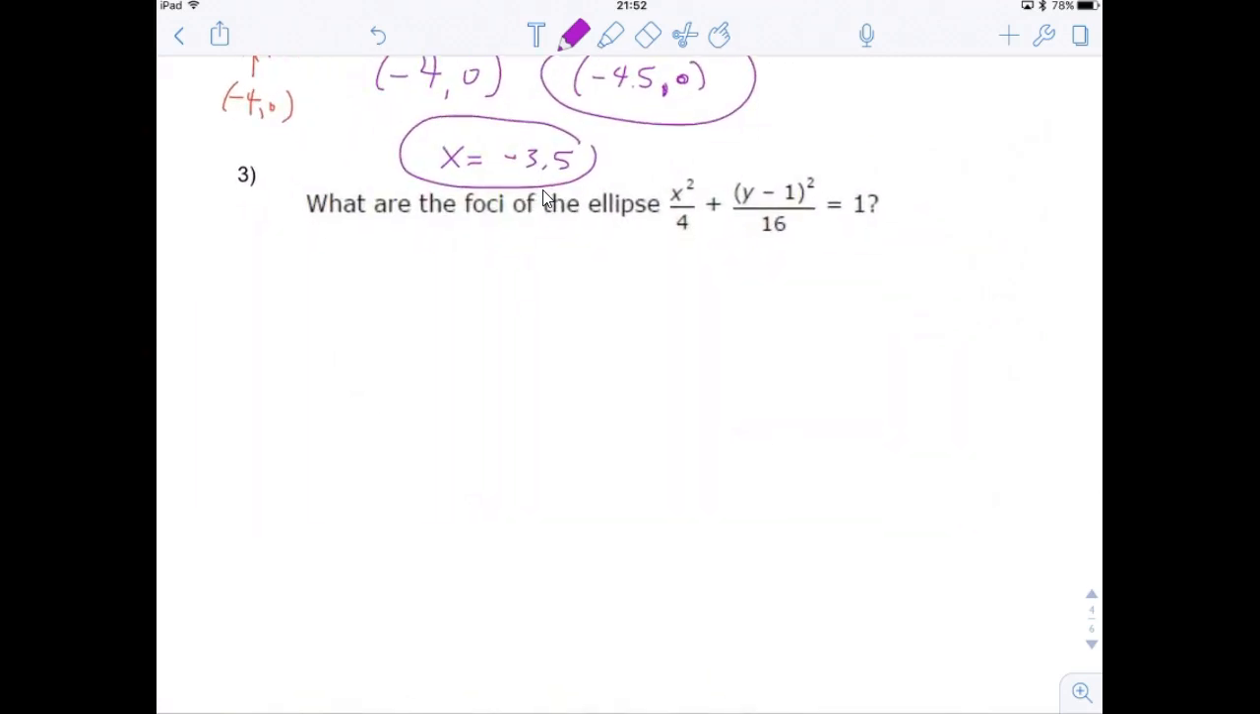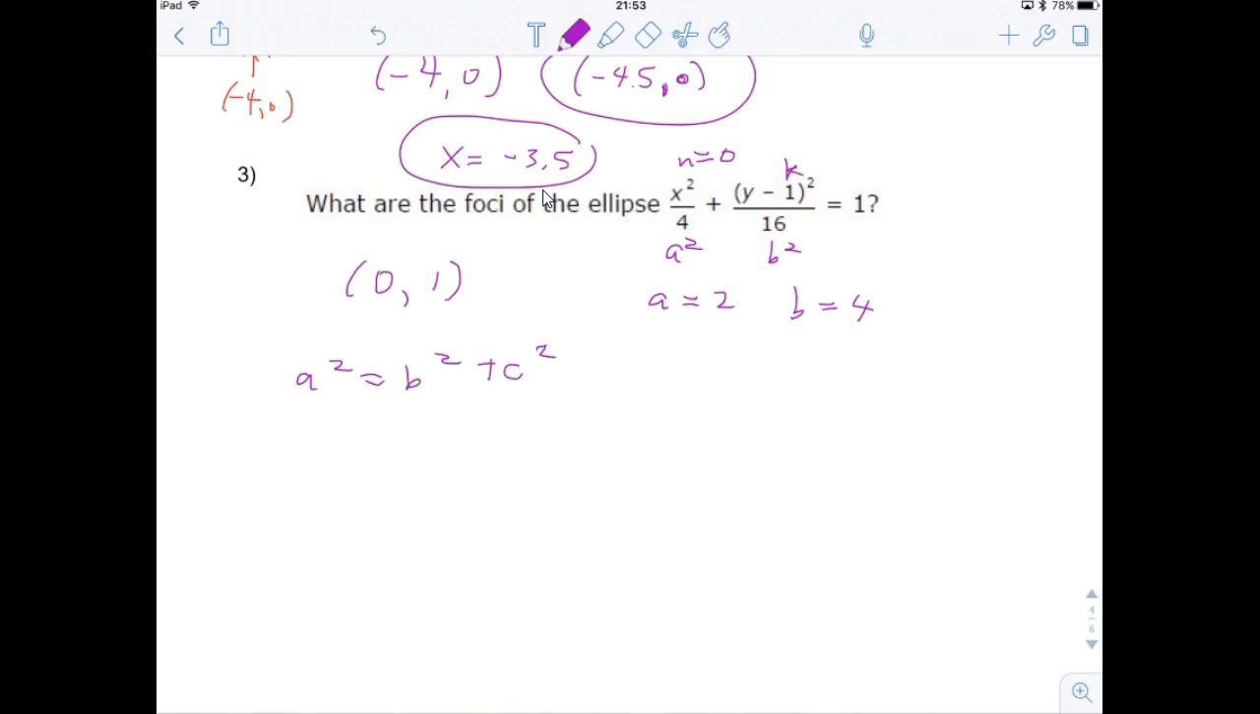What are the foci of the ellipse x squared over 4 plus y minus 1 quantity squared divided by 16 equals 1? So let's identify all the important parameters. A squared, b squared. H is 0, right? Because there's no h value here, and the k value is 1. So our center would be 0, 1. A value is 2, and the b value is 4. Okay. And remember, to find the focal length of the ellipse, we use the equation a squared equals b squared plus c squared, where c is the focal length, okay?